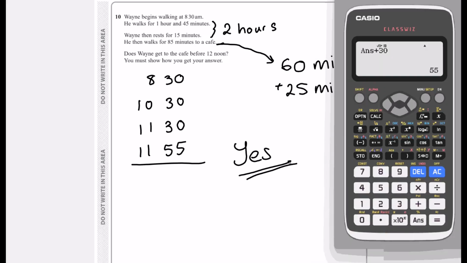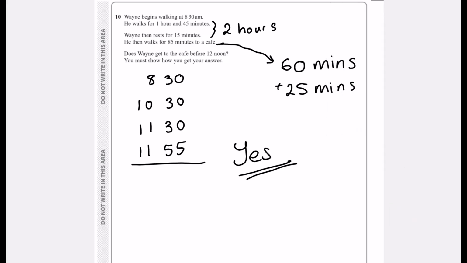We can use a time button on the calculator for this. So we're starting at 8 hours 30 minutes. We're adding on 1 hour 45 minutes. So that's 10:15. Then we're adding on 0 hours 15 minutes, 10:30. Then we add 0 hours 85 minutes, and it's 11:55.